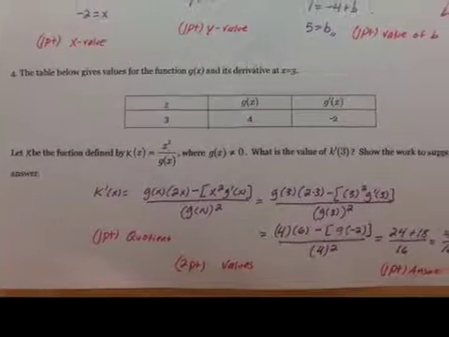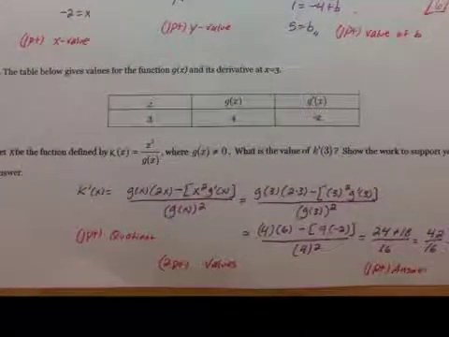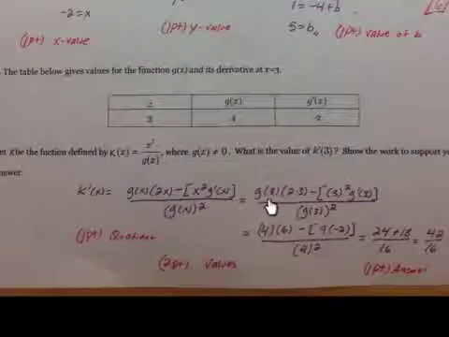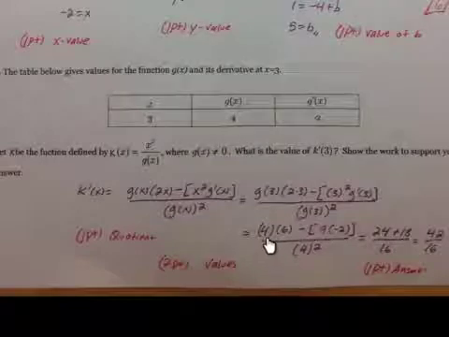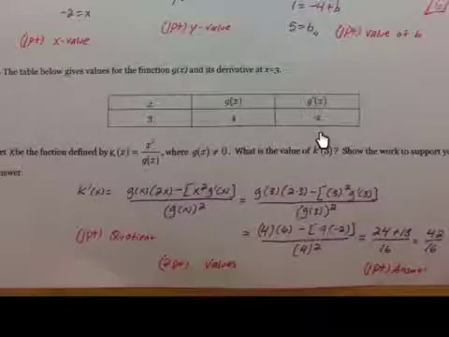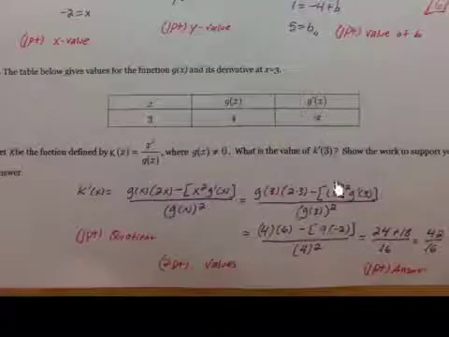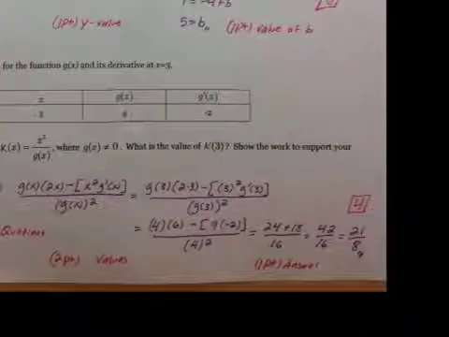For number 4, you just use the quotient rule. And you use the table of values to find g of 3, which in this case happens to be 4. And then when you get to the derivative, you just find the derivative g prime of 3, which is negative 2. And it simplifies to that.